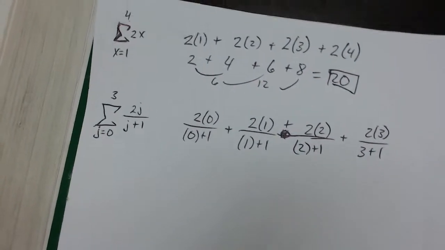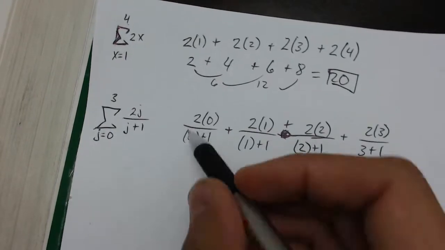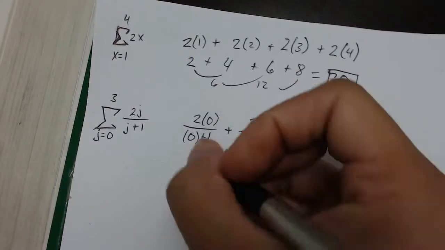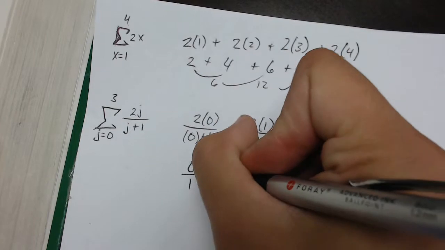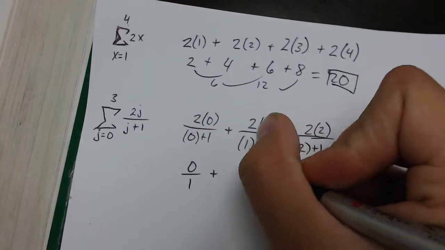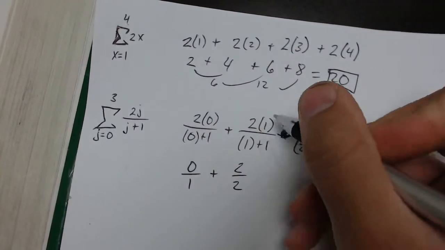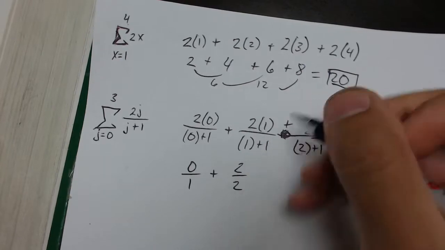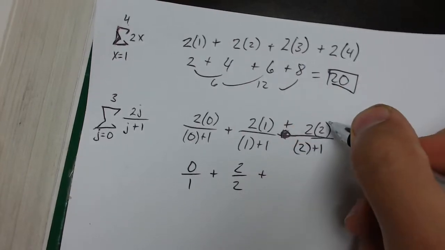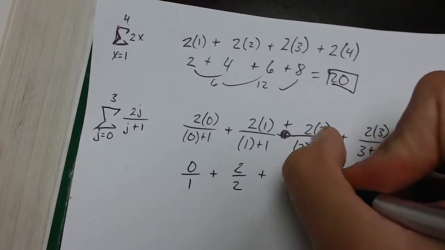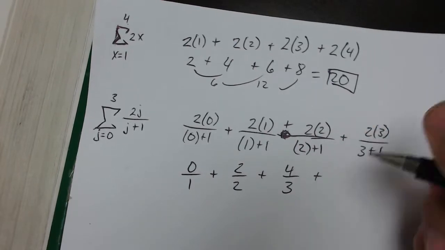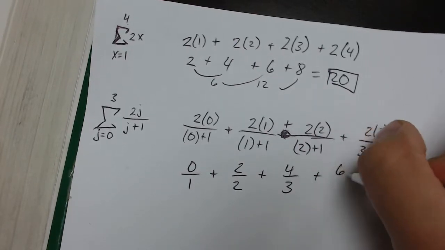So I'm going to simplify all of these into fractions. The first one, 2 times 0 is 0. 0 plus 1 is 1, so I have 0 over 1. Plus 2 over 2. All right, so 2 times 1, 2. 1 plus 1, 2. Plus 4 over 3. Plus 6 over 4.